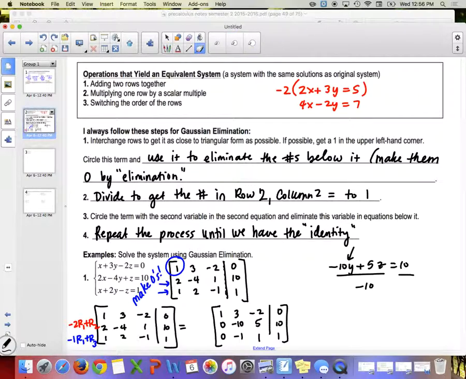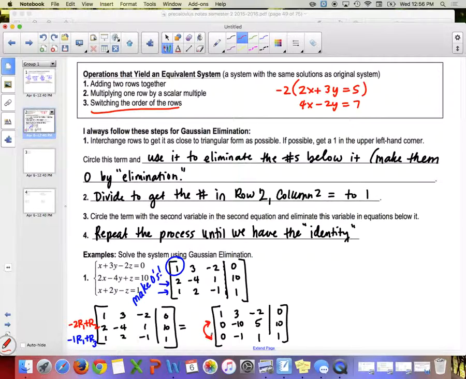So what we can also do, remember there's these different rules up here, is we could switch the order of the rows. And this is where it might be convenient to switch the order of the rows. Okay, so do you guys see that row 3? It's almost a 1, right? I'm going to switch these 2 rows. So I'll go ahead and do that step. So I'm going to keep the top as 1, 3, -2, 0. And then I'm going to have 0, -1, 1, 1, 0, -10, 5, and 10.